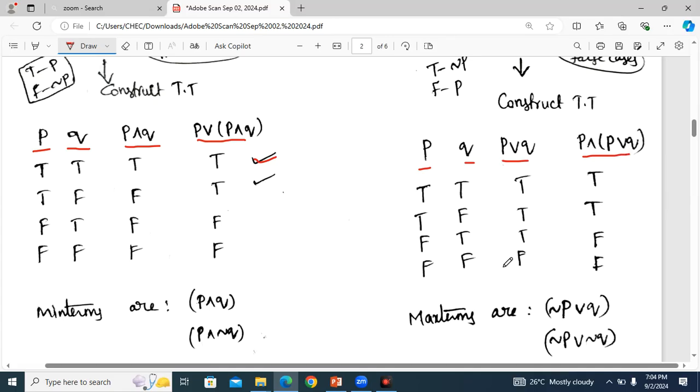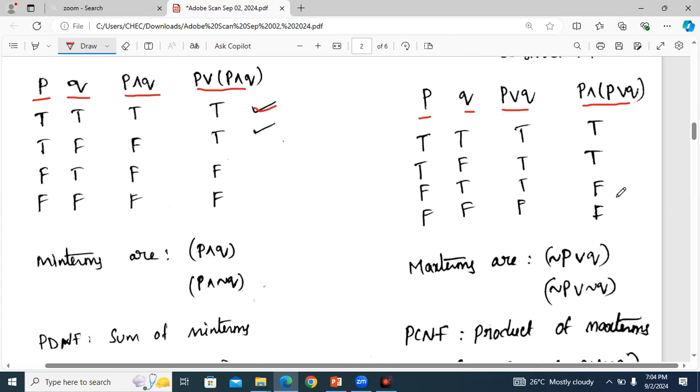Now we consider max terms from this truth table. We consider the false cases, the third and fourth cases. Here true stands for the negation of the variable and false stands for the variable. For the third case, the truth values are false and true. False means P and true means Q, so the first max term is P or Q. In the fourth case, false, false.